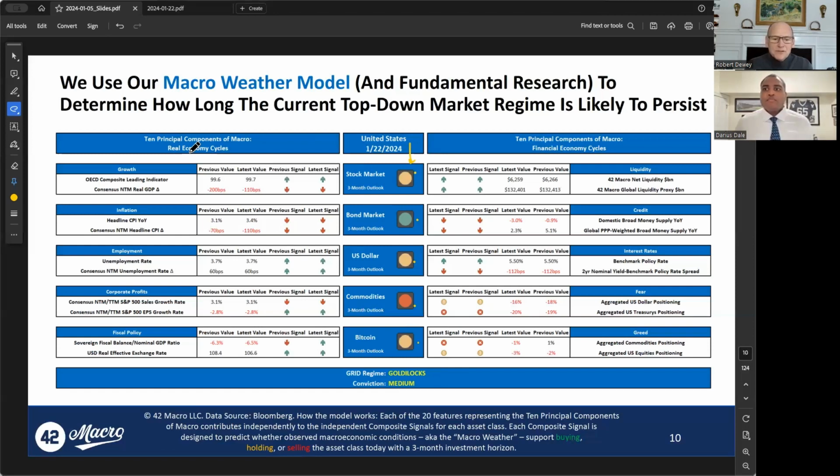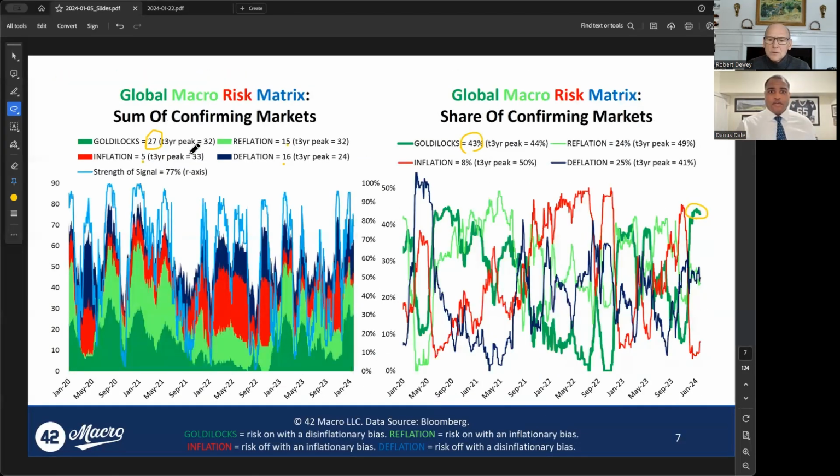Well, you have a confidence level also in the last chart. How does that get determined? Is that this right here, the strength of signal? Yeah, exactly. So the strength of signal in this global macro risk matrix model, which again nowcasts the top-down market regime, that's just the percentile reading of the total amount of signal in the table.